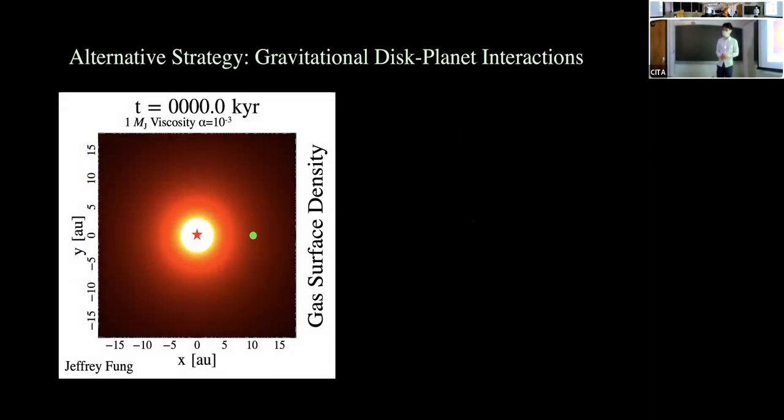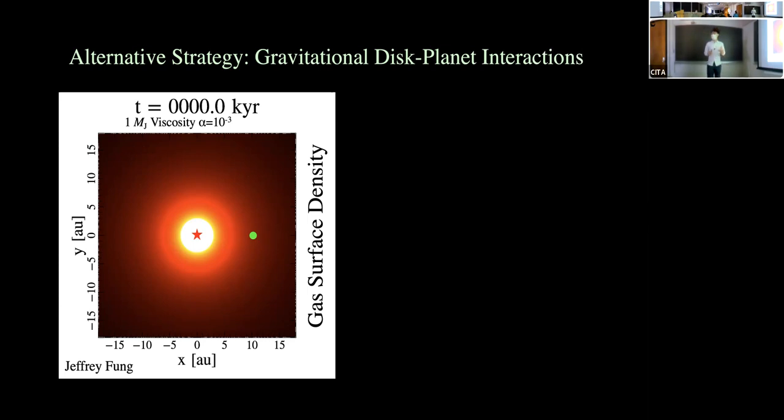So the idea is very simple. Planets are gravitational perturbers. In disks, they can perturb the material distribution and produce structures. We call this process gravitational disk-planet interaction. Here, I'm going to show you a movie that will show what the process looks like.